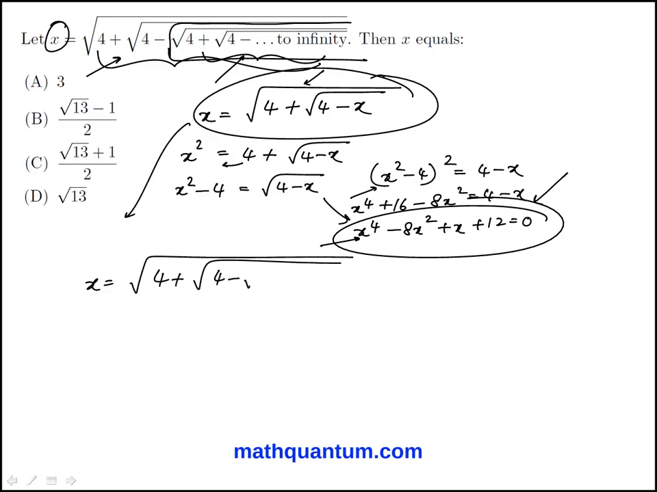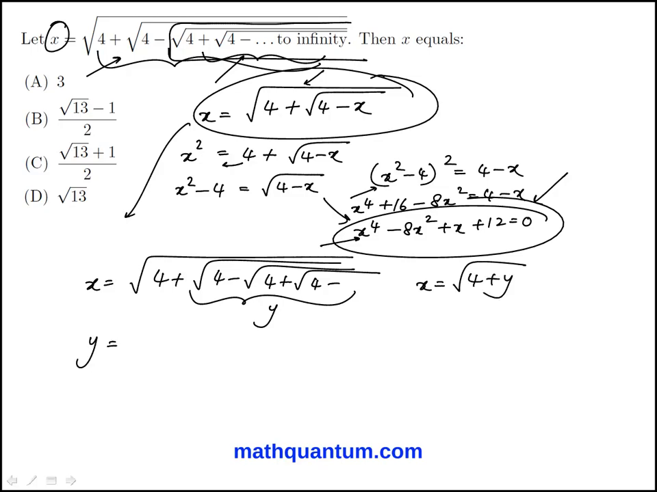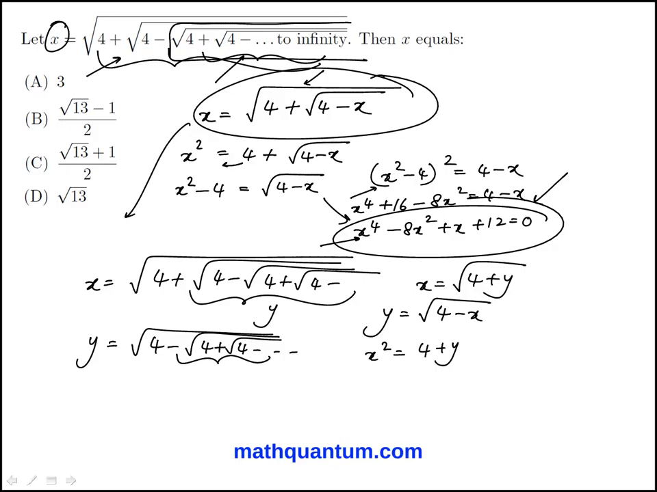So one strategy was to call this section y. So this would become x is the square root of 4 plus y. Now y is the square root of 4 minus the square root of 4 plus 4 minus, and so on and so forth. And you'll notice that this is x. So we have the second equation, y is the square root of 4 minus x. So I had these two equations that kind of look the same, but let's simplify this further. I'm going to square both of them. x squared is 4 plus y, and y squared is equal to 4 minus x.